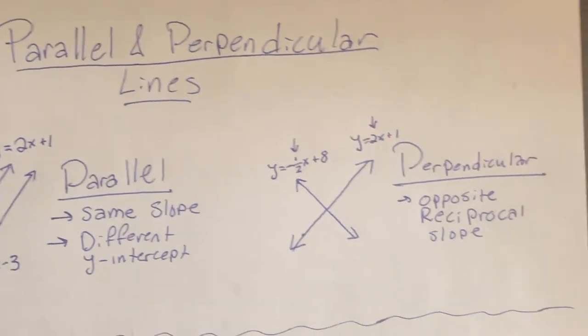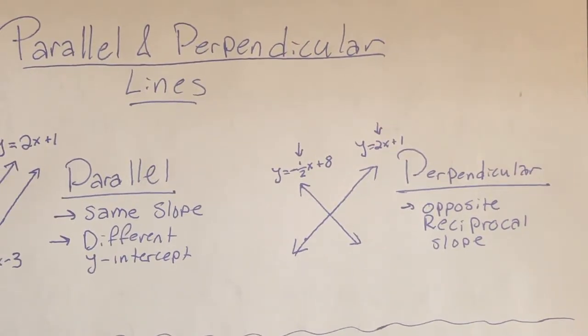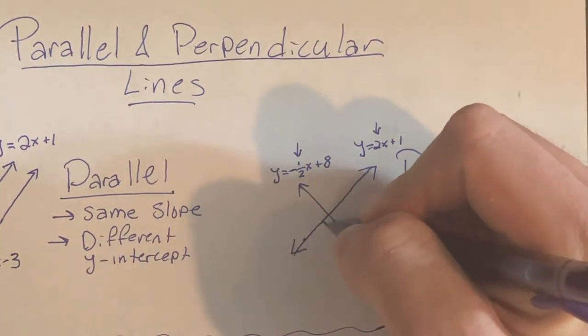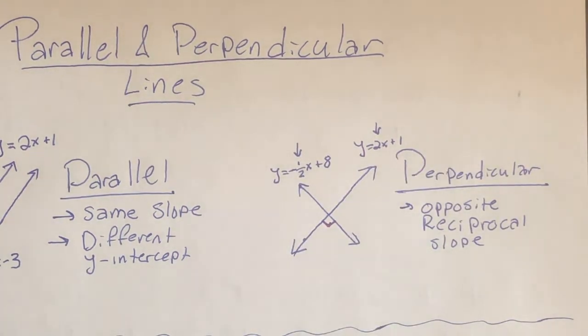On the other hand, we have what are called perpendicular lines. Perpendicular lines are lines that meet at a special angle, a 90-degree angle, which we signify with a box. And perpendicular lines have what we call opposite reciprocal slopes. Okay, so here's my example.